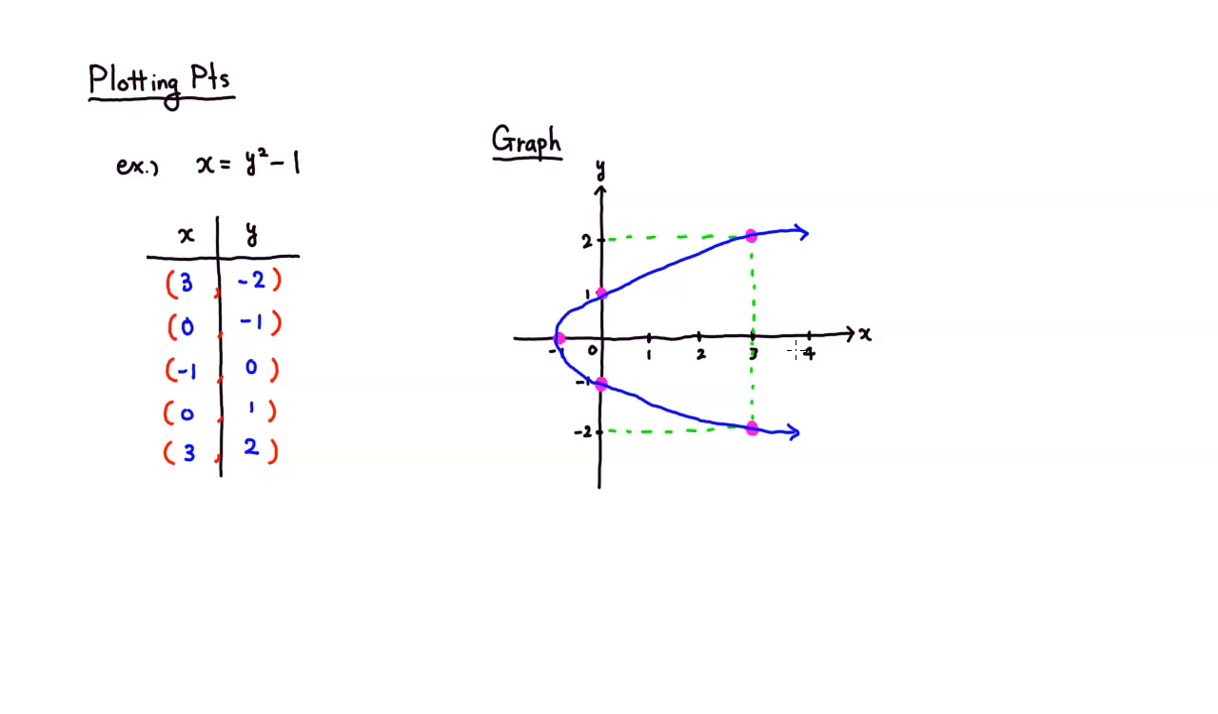It looks like a sideways parabola, right? This method is called plotting points. You have a sufficient number of sample points and basically connect the dots together. All right, that's it. I hope that this was clear.